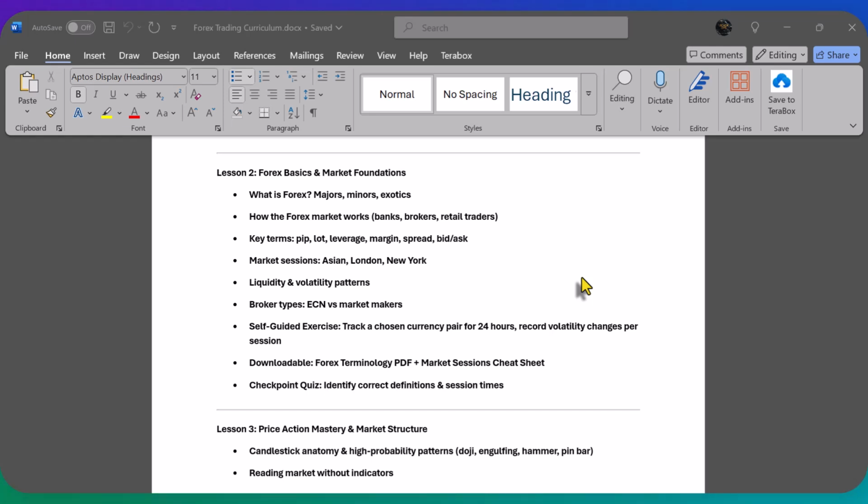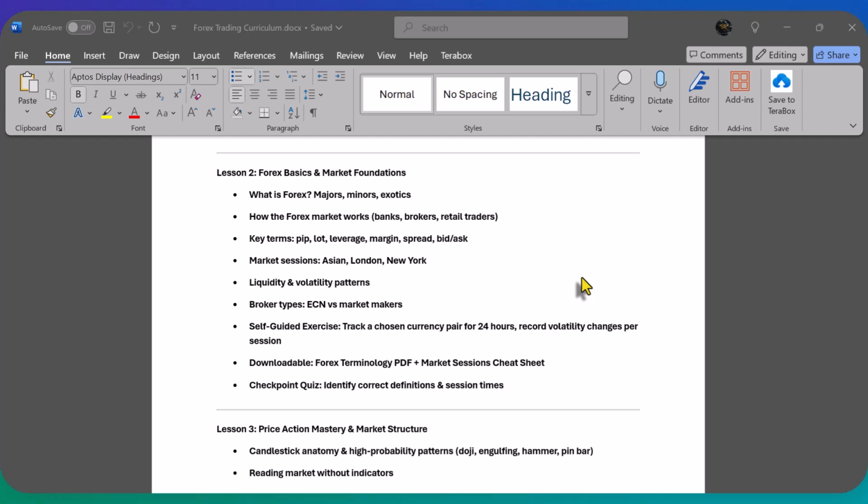So now in this lesson, we are going to be talking about the meaning of forex, and we're going to be talking about the major currency pairs, the minor currency pairs, and the exotic pairs. Then we are going to be talking about how the forex market actually works. Then we are going to be talking about the basic terminologies of forex trading, which are pip, lot, leverage, margin, spread, and so on and so forth.